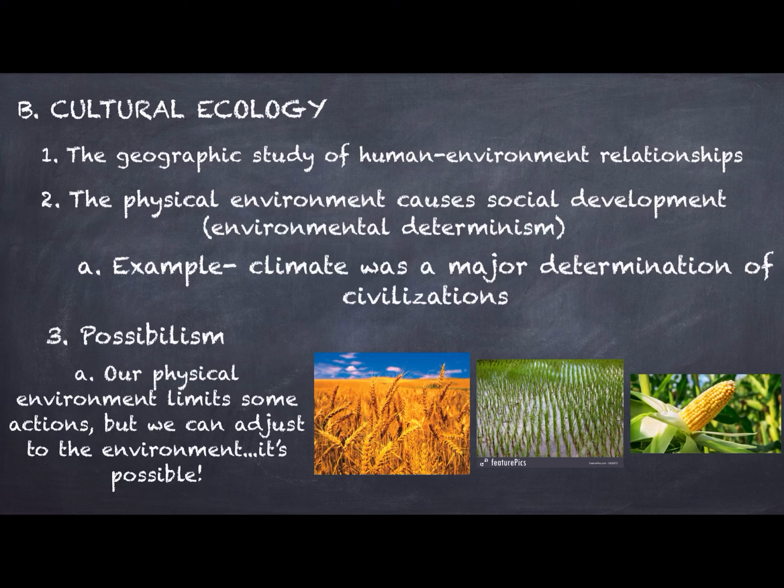So farmers, because of the physical environment, are limited on what they can grow. But it is possible for them to grow other crops that are conducive to their physical environment, okay? And that's a good example of possibilism, which in turn is a very good example of cultural ecology.